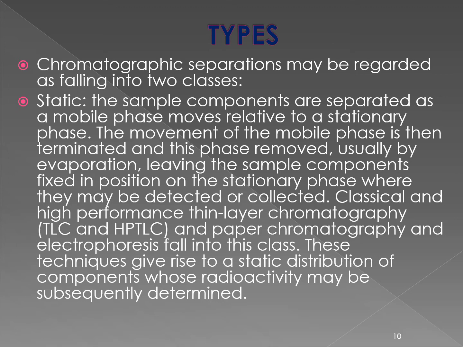Classical and high performance thin layer chromatography, TLC and HPTLC, and paper chromatography and electrophoresis fall into this class. These techniques give rise to a static distribution of components whose radioactivity may be subsequently determined.